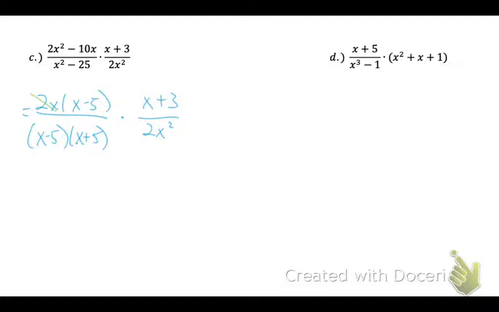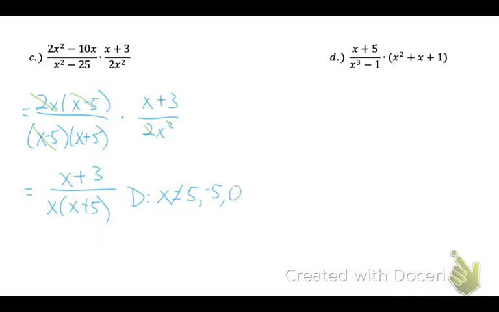Now examine your numerators and your denominators. Notice that we can divide out 2x from our numerator and denominator. We'll be left with the single x and our x minus 5s. So we'll be left with x plus 3 over x times x plus 5. For our domain rule, look one step up before we simplified and exclude positive 5, negative 5, and 0.